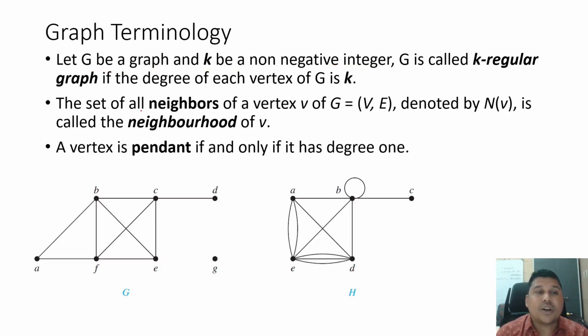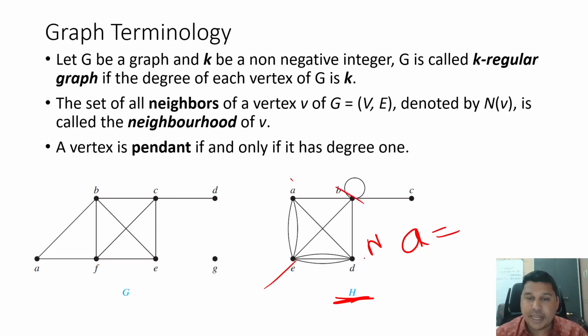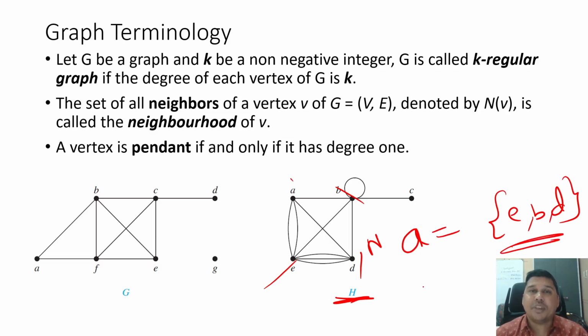Next, the set of all neighbors of a vertex V is called the neighborhood of V. When can we say they are neighbors? Here, for this graph H, what is the neighborhood of A? The neighborhood of A is E, B and D, because these are the neighbors of A. We say they are neighbors because there is an edge from A to E, from A to D, and from A to B. Then we say they are neighbors of A.